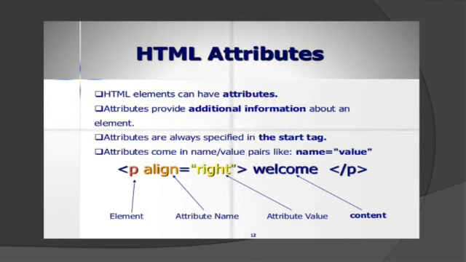What are HTML attributes? As we know, HTML elements can have attributes. These attributes provide additional information about an element. These attributes are always specified in the start tag. They usually come in pairs. Now let's see the example. In the example, we have the element, the attribute name, then the attribute value, and next comes the content.